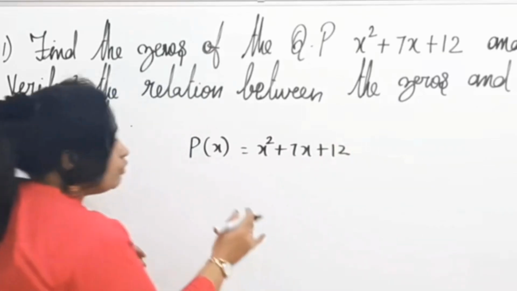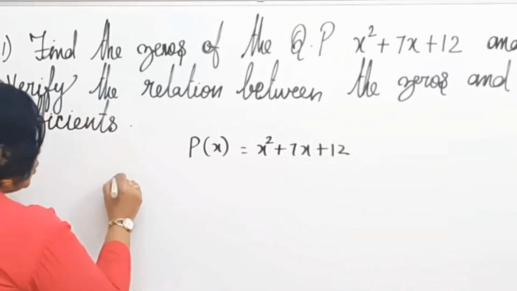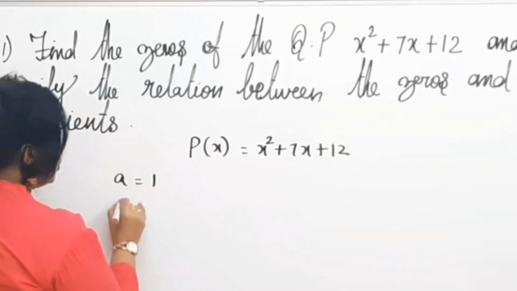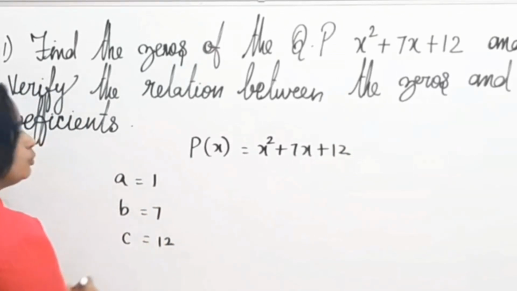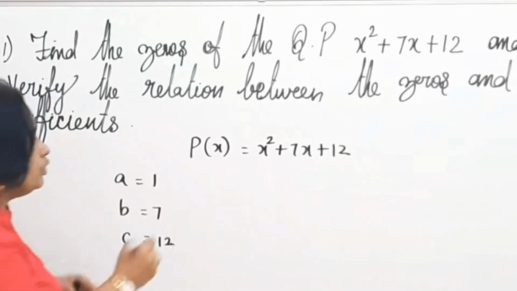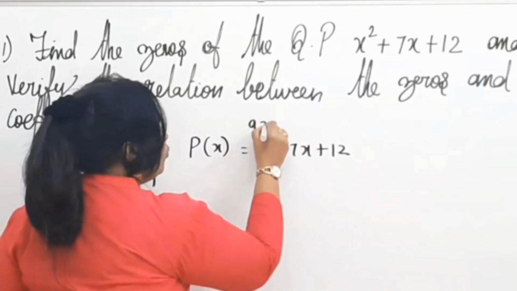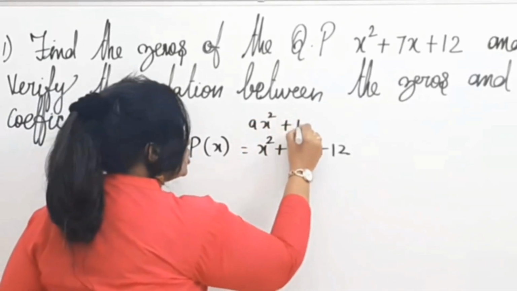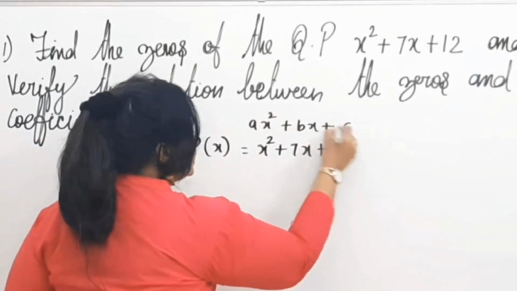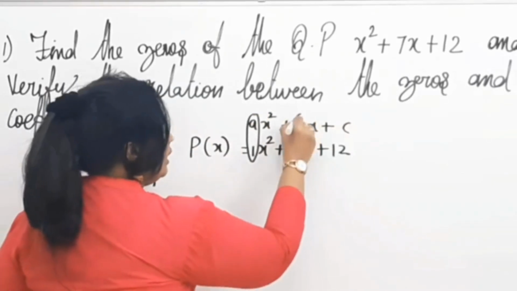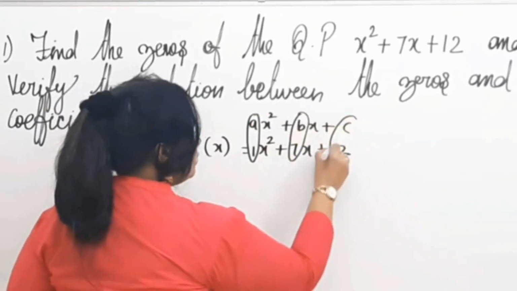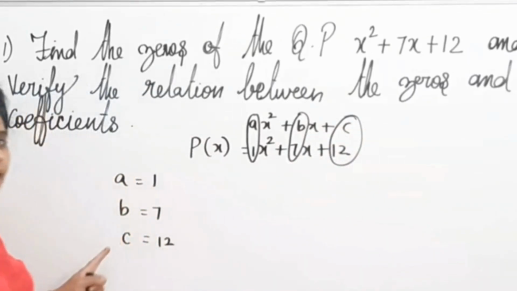Now, I'm going to verify the relationship. So let me have my A is equal to 1, B is equal to 7, C is equal to 12. Now how do you get A, B, C? You have to compare with the standard form ax square plus bx plus c. So here it is 1, so my A becomes 1 and B becomes 7 and C becomes 12. That's what I have written.